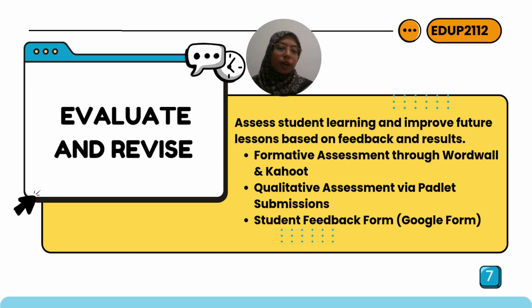The last part of the Assure model is to evaluate and revise. We need to assess students' learning and improve future lessons based on the feedback and also the results. In my lesson plan, I use formative assessment through Word Wall and also Kahoot. The second one is I use qualitative assessment via Padlet submissions. And the last one is the student feedback form, which I use Google Form to analyze the students' understanding and also students' comments on the website that I have created for them.